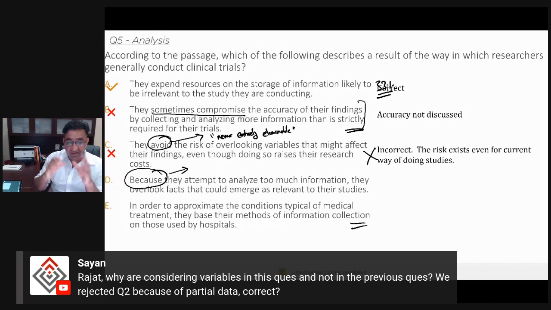All right. So in that first step, they're not even considering that. And there is no cause and effect between analyzing too much information and overlooking. Because of this, choice D is out. And as Angad says, overlook is you know, but you ignore.